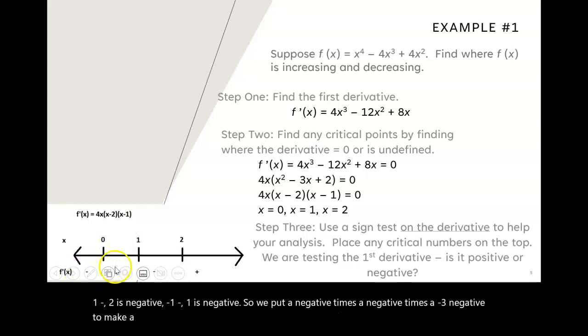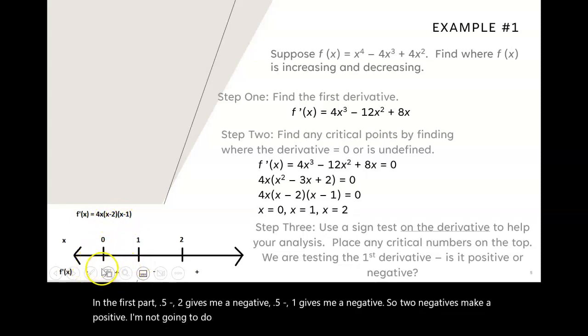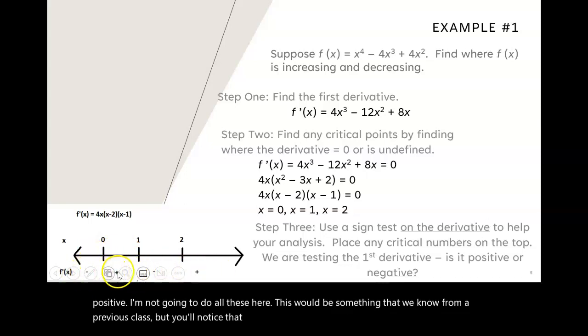I test a number between 0 and 1, so like 0.5. I get a positive in the first part. 0.5 minus 2 gives me a negative. 0.5 minus 1 gives me a negative. So 2 negatives make a positive. I'm not going to do all these here. This would be something that we know from a previous class, but you'll notice that our signs go from negative to positive to negative to positive.